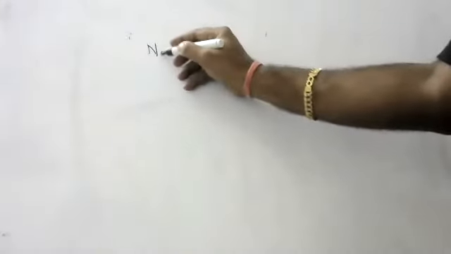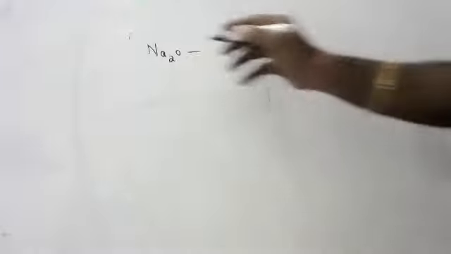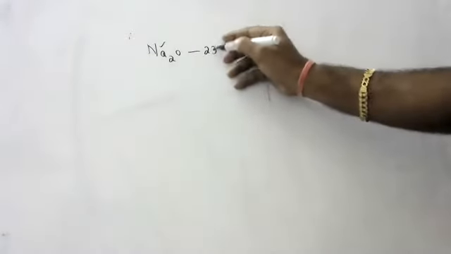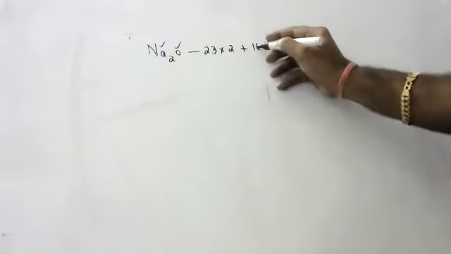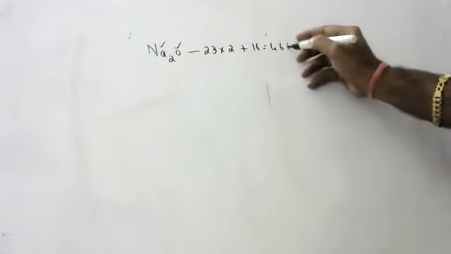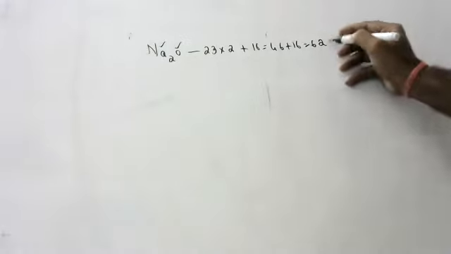The formula mass of sodium oxide is 62. Children, Lahari, can you tell what is the weight of sodium oxide? Sodium is 23 into 2 plus 16. How much am I? 46 plus 16. That is 62.